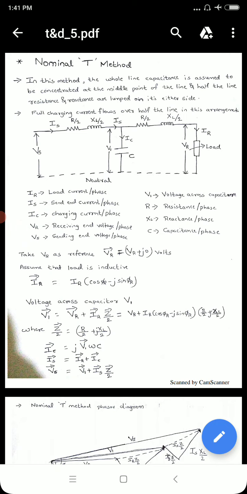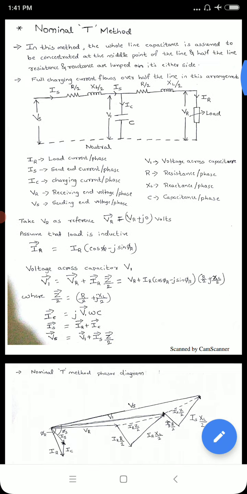But here, total capacitance is lumped at the middle point, in such a way that one part has R by 2 and XL by 2. The other part has R by 2 and XL by 2. So the total resistance and inductance are made into equal halves. In between, the capacitance is added.